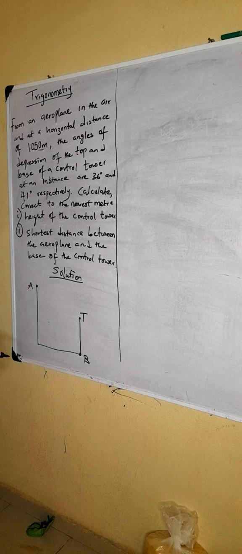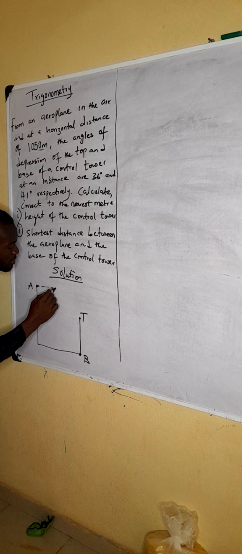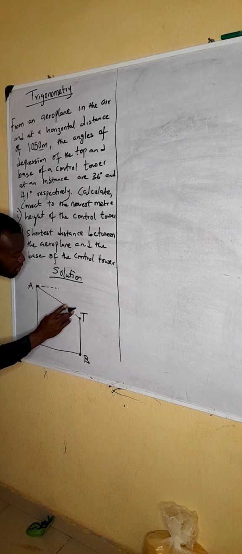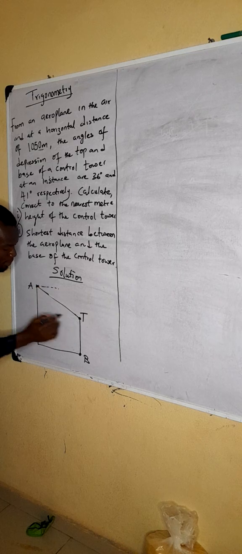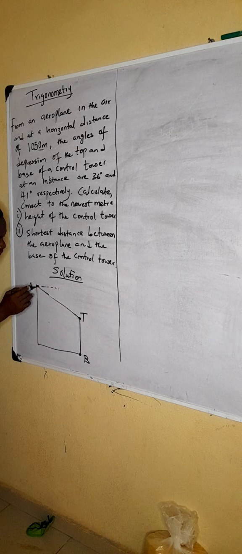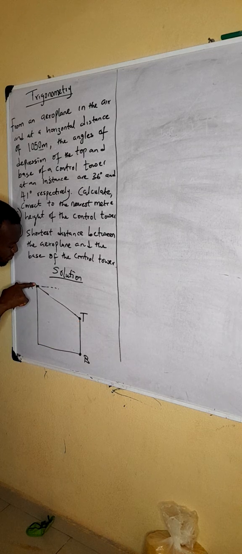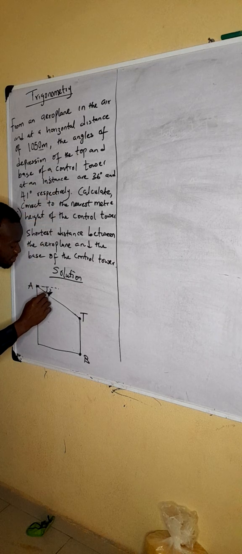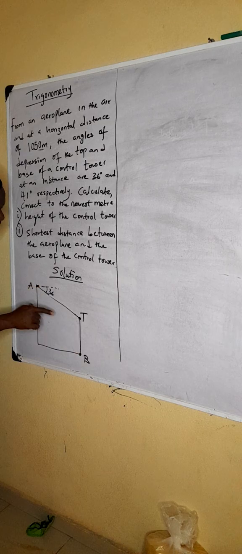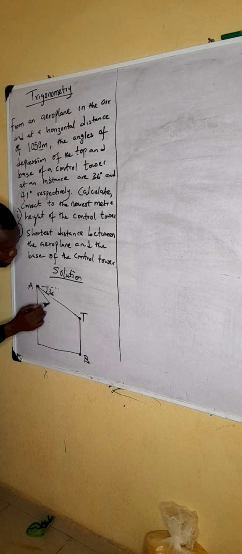Now, the angle of depression is the angle between the horizontal and your eyesight when you are looking at an object below you. So this is the horizontal, and your eyesight. So the angle of depression of the top of the control tower from the aeroplane is what I've just drawn. From the aeroplane, the angle of depression is given to be 36 degrees, and the angle of depression of the bottom of the control tower from the aeroplane is given as 41 degrees.